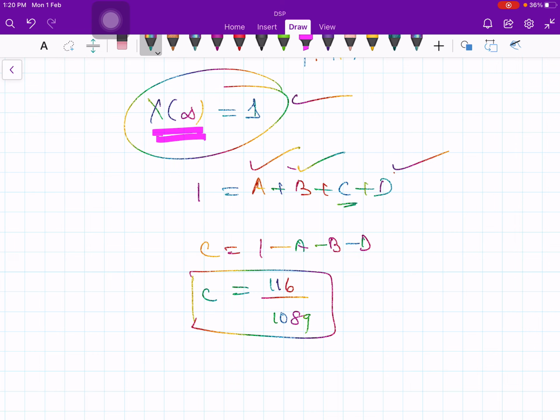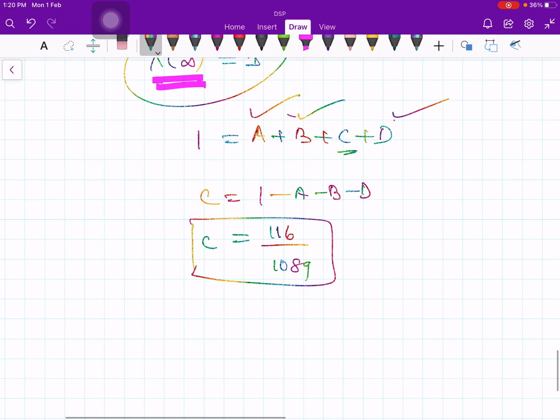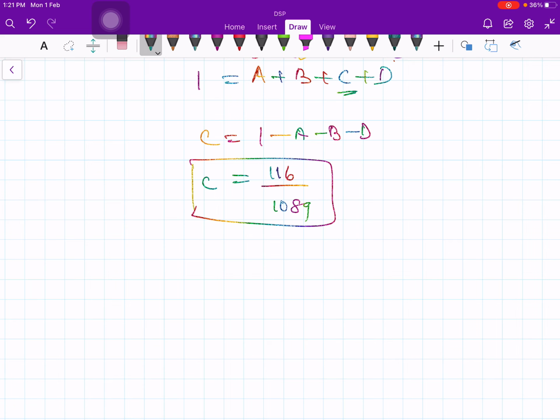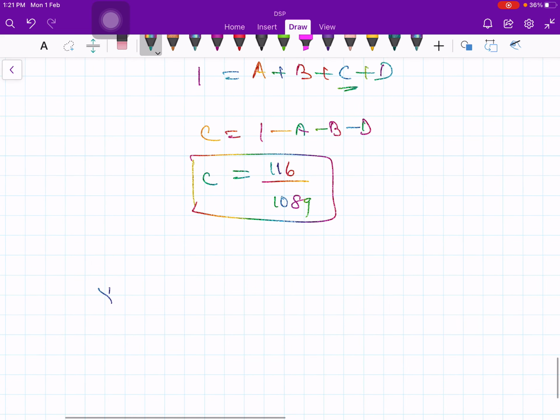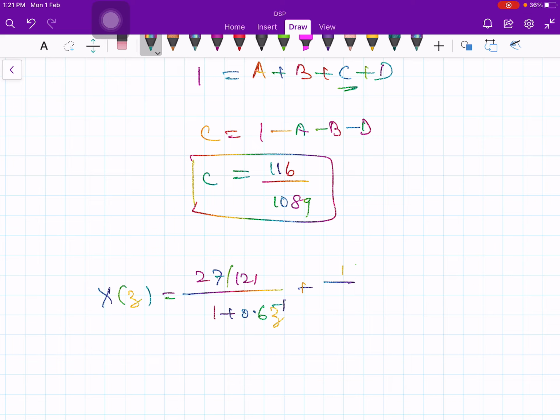Nothing cancels, so there is no common factor. If there are common factors, do cancel, make it as simple as possible. Now the problem is that of inversion. Therefore, x of z is equal to a value. What is a value? A value is 27 by 121, whole divided by 1 plus 0.6 z inverse, plus 1 divided by 9, whole divided by 1 minus 0.2 z inverse.